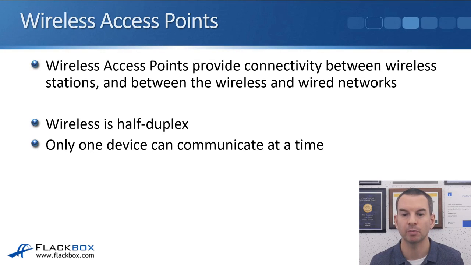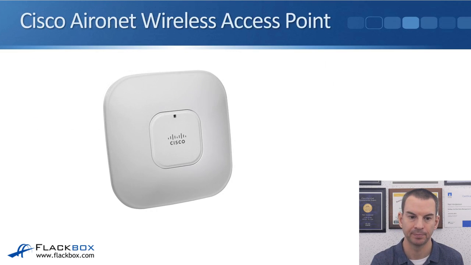Wireless access points provide connectivity between wireless stations and between the wireless and wired networks. When your wireless devices are communicating through a wireless access point, they're operating in infrastructure mode. Wireless is half duplex, meaning only one device can communicate at a time. So in that regard, your wireless access points operate similarly to hubs.